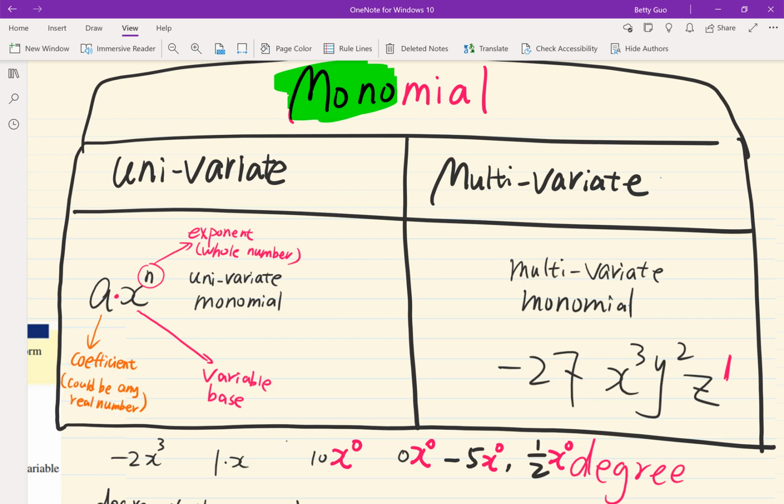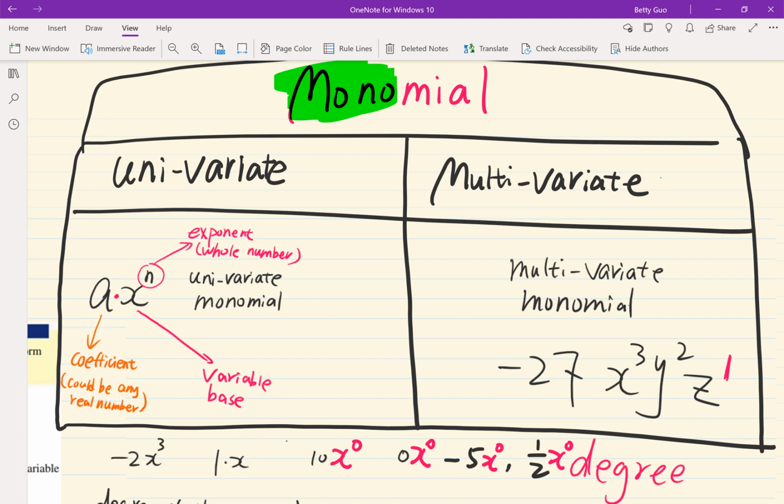This is different from the coefficient. The coefficient could be any real number. Of the three parts in the form, two of them are numbers: a and n. x here is the variable. But the two numbers play different roles. a is the coefficient in front of the variable part. It could be positive, zero, or negative. But n here has to be a whole number.